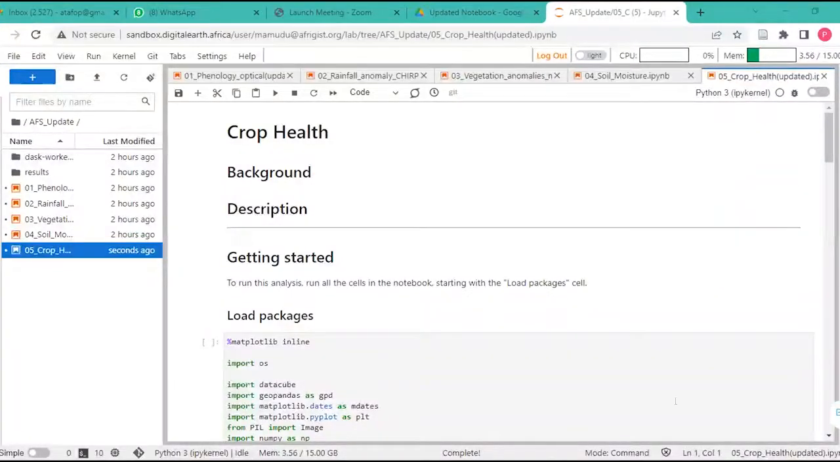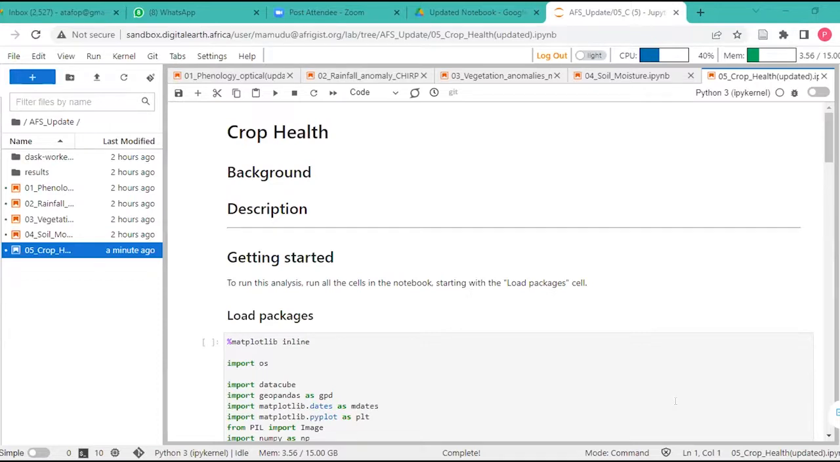So this notebook we are presenting today is an aggregation or a summary of what we have done in the last 8 weeks, so to speak. We started with phenology, where we presented both in English in the first week and French in the second week. And then we went on to rainfall anomaly in English and French, vegetation anomalies as well as soil moisture.